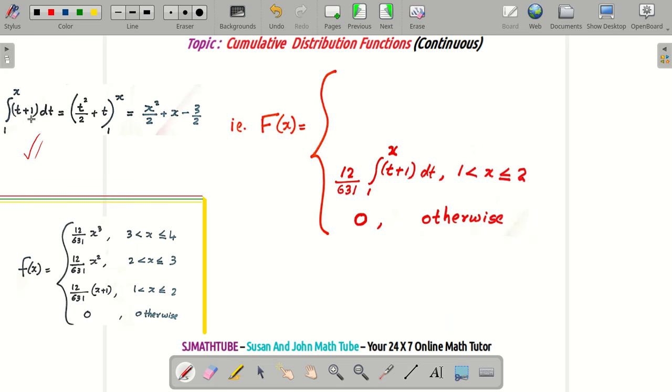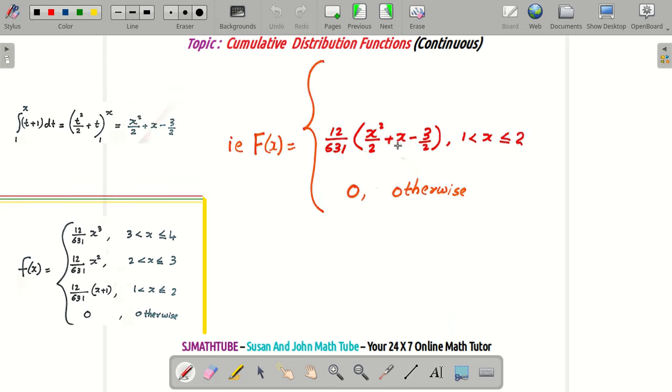T plus 1 becomes t squared by 2 plus t within the limits 1 to x. Put the upper limit and lower limit, you'll get this. So we have the integral value. Now we have to replace. Okay, that's it. Now I have to accumulate the value from 2 to 3.